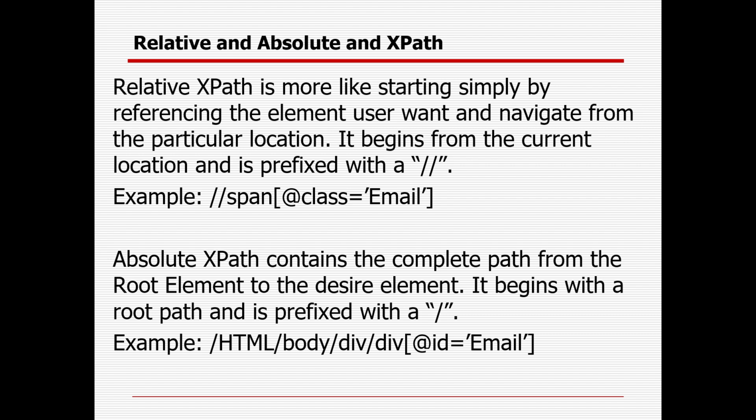Whereas absolute XPath contains the complete path from the root element to the desired element, or the root to node element. It begins with the root path and is prefixed by a single slash. So it will start with the root and go to the node. Absolute XPath is not recommended because in the root to node traversal, at any point any element might change and then it will definitely fail. So it is better to use relative XPath. We will see different techniques on how to create our own customized relative XPath in this session.